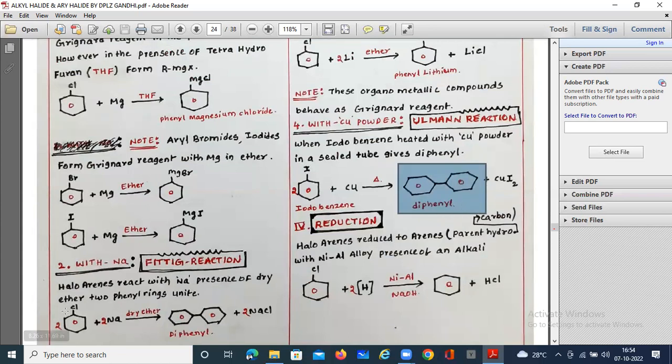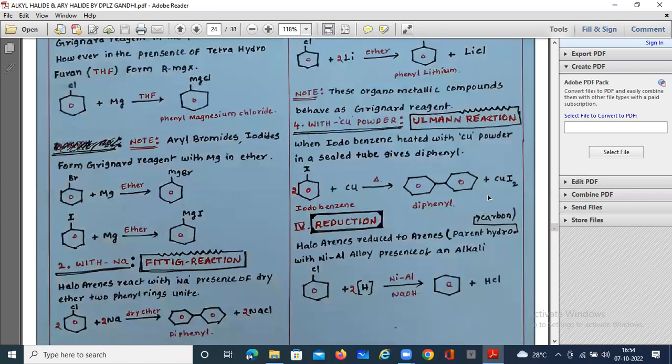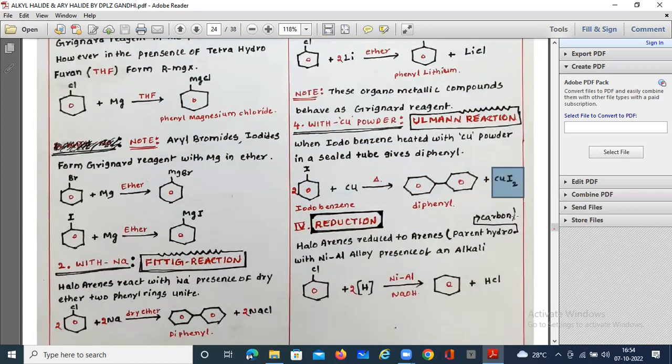But there we get it from chlorobenzene reacting with sodium metal. But here it is iodobenzene with copper powder. Don't forget that, an important one. But here what byproduct is formed? What is that byproduct? CuI2. Okay, CuI2 forms. That's it. Next, go to the last one, the reduction.